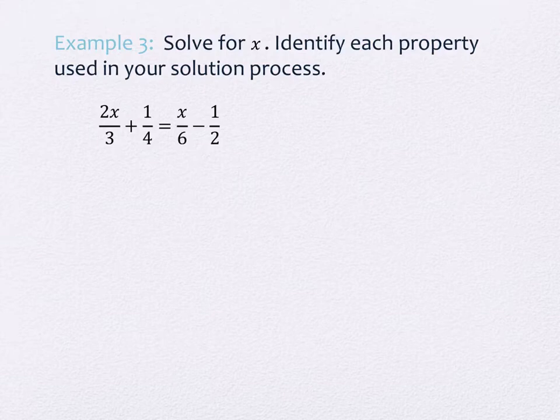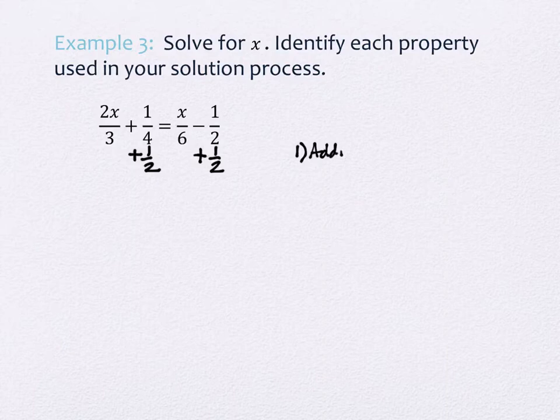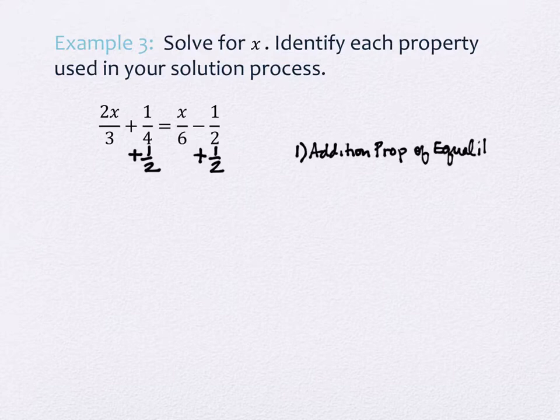Okay, so Danielle says she would like to add the 1/2 to both sides. Okay, so that's actually a property that we encountered back in section 6.2. Any idea what that one is? Why we're allowed to do that? It is. It's the addition property of equality. Okay, fantastic.